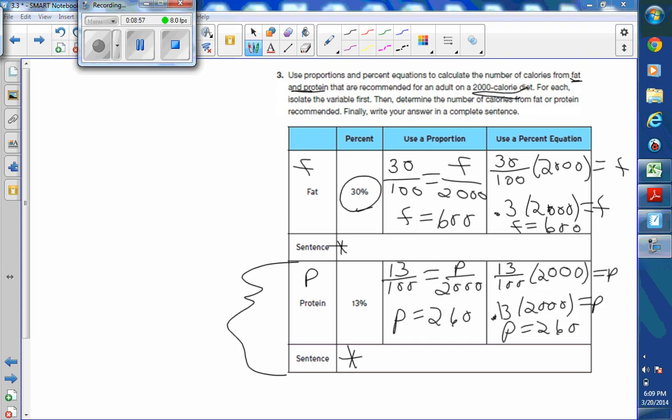Okay, again on this one, you should have come out to, after you do your proportion, P equals 260, or you can do your percent equation 0.13 times 2,000, you still come out to 260. So you can come up with your own sentence. Again, I didn't write it, but it would be something like the recommended number of calories for protein is 260 calories, or a person should eat about 260 protein calories on a 2,000 calorie diet, something like that.